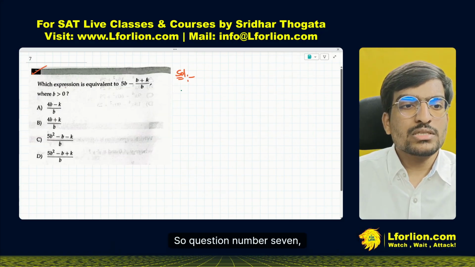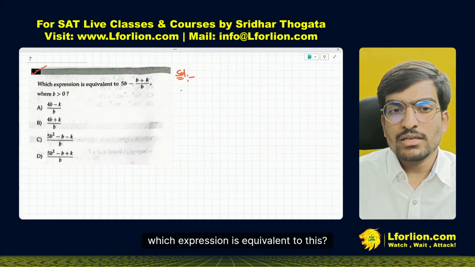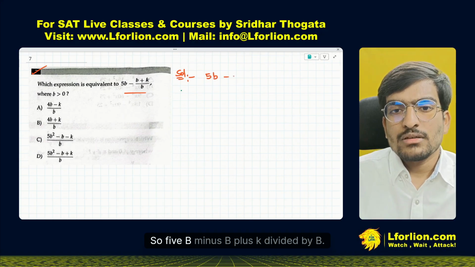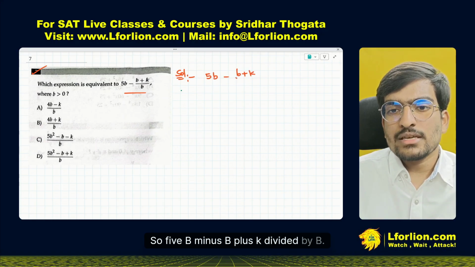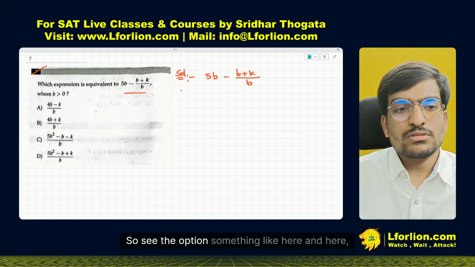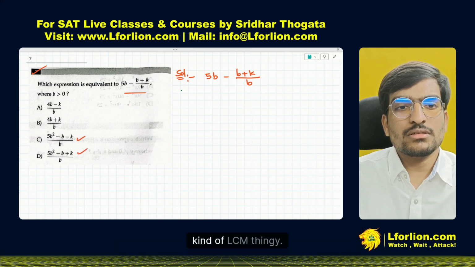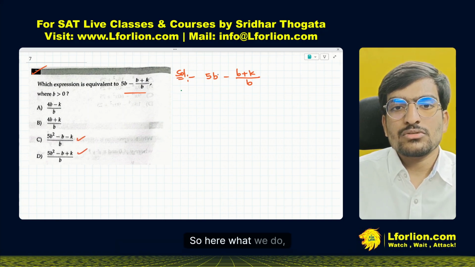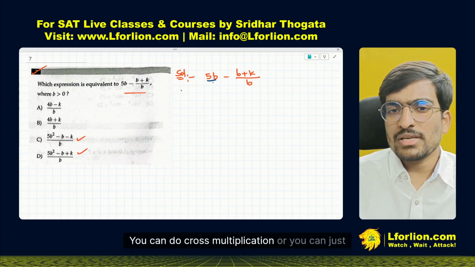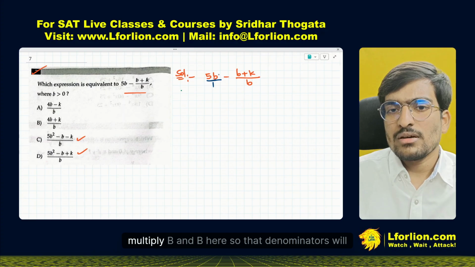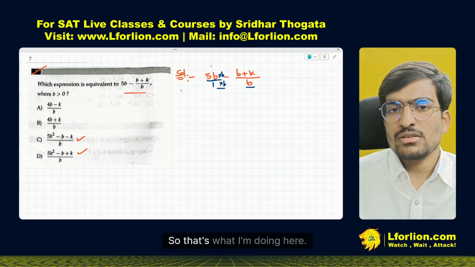So question number 7, which expression is equivalent to this? Five over b minus b plus k divided by b. See the options, something like here and here, kind of an LCM thingy. So here what we do, we just do cross multiplication. You can do cross multiplication, or you can just randomly multiply b and b here so that the denominators will match. So that's what I'm doing here.